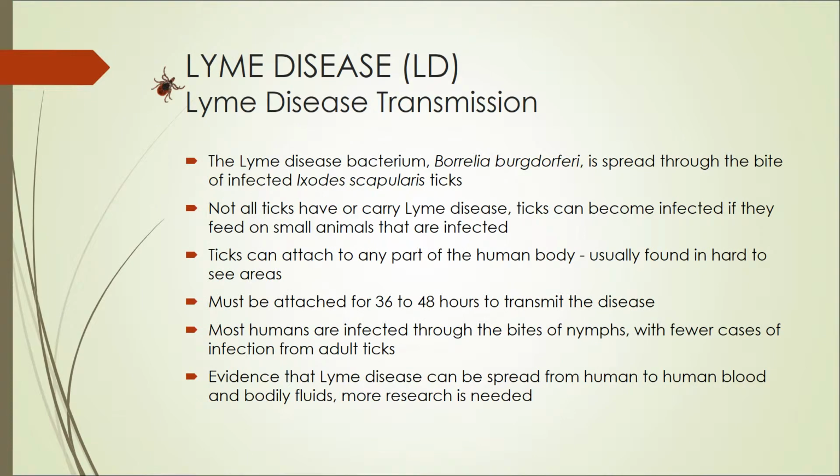Lyme disease is transmitted to humans through the bite of an infected deer or black-legged tick. Ticks become carriers of the bacterium when they feed on small animals like mice that are already infected. Ticks attach to their hosts by grasping the skin and cutting the surface. Once they cut into the skin, they insert their feeding tube and cement-like fluid to stay in place. Most ticks secrete a small amount of saliva with anesthetic properties so the host doesn't feel it.